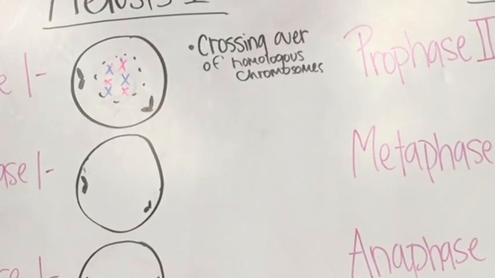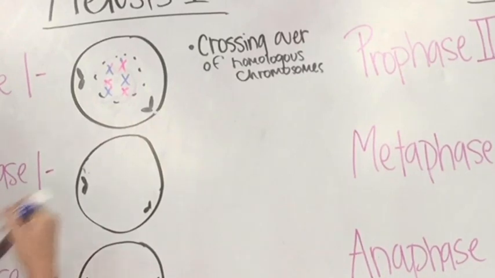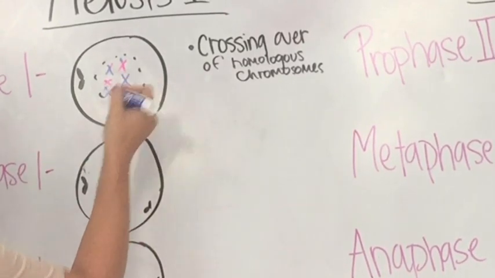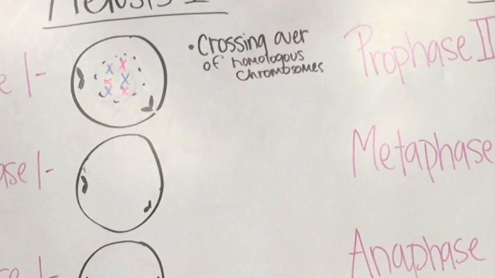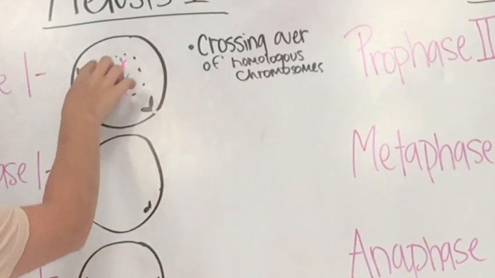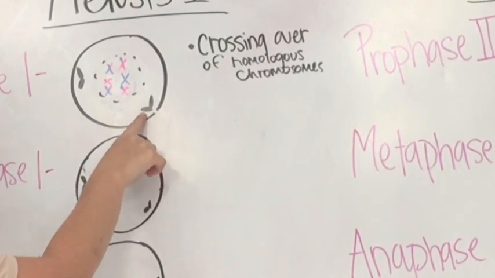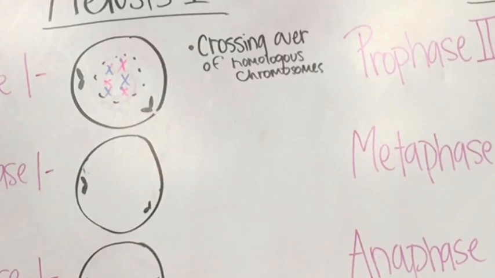All right, we can do it on more than one too. I'll go ahead, switch some more. This creates more of a genetic diversity, okay? So after that, we can see that our nuclear membrane is starting to disappear in prophase 1, and our centrioles right here really don't have anything that they're doing yet.